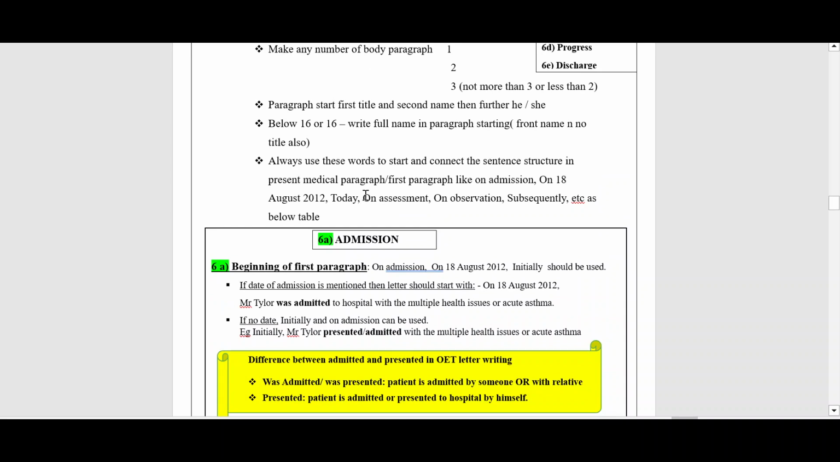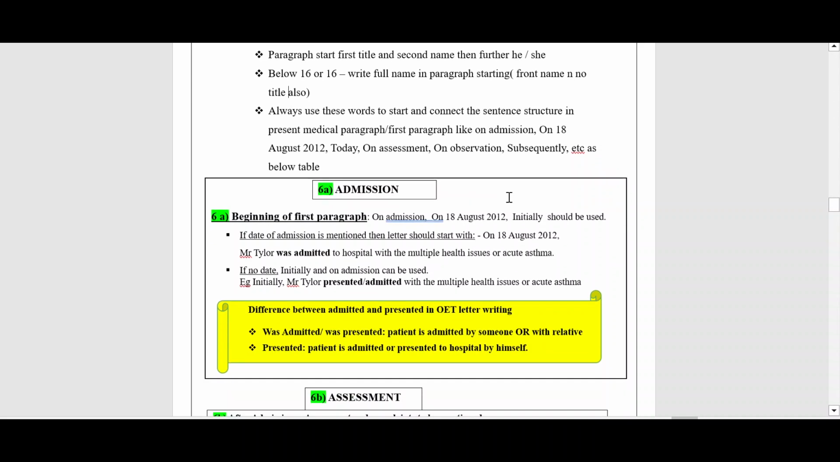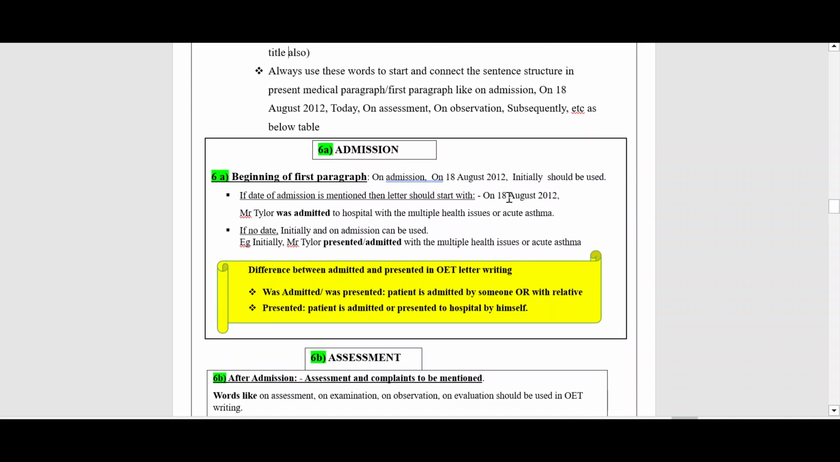Other connectors you can use are on assessment. You are doing assessment, observation also, and after that subsequent, during subsequent visit or during subsequent treatment, or subsequently. Many more are there which I will help you with. And this 6A admission, these are the things, just read them.